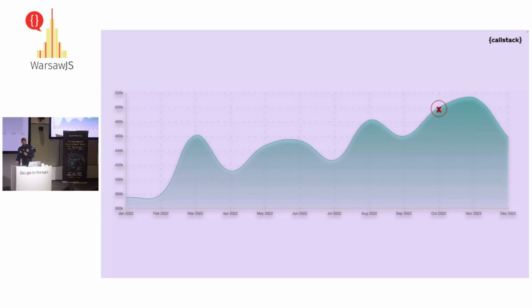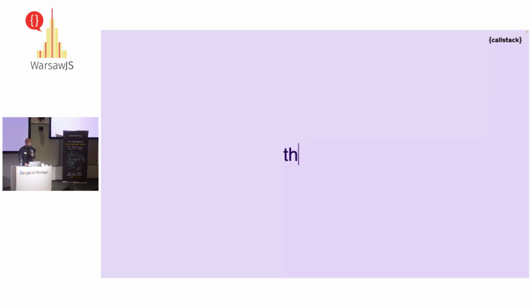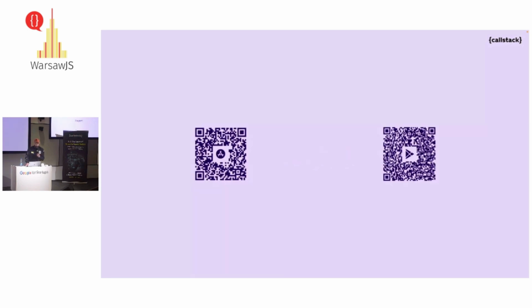Let's take a quick look at the statistics. Thanks to the fact that the library is still maintained and developed, in October last year, 2021, we exceeded over half a million monthly downloads. We collected 10,000 stars on GitHub and merged over 1.8 thousand commits. So I think it's about time to present how components looked in Material Design version 2.